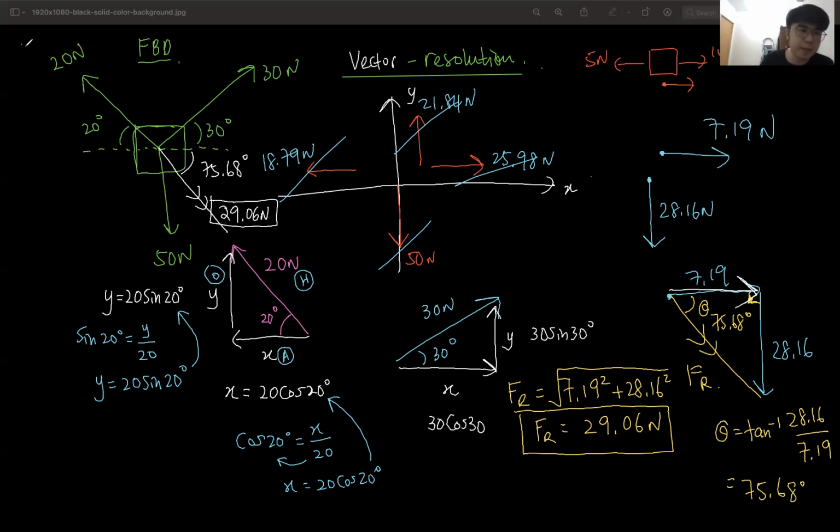This is the final method, the last one. When do we use this? When you have multiple forces. When you cannot use the triangle, use this. Notice that I'm doing this because I want to resolve it into the horizontal and vertical components, right? Then only I can add them up.